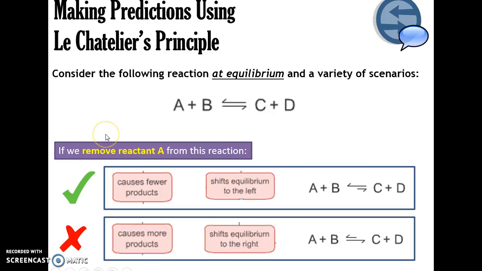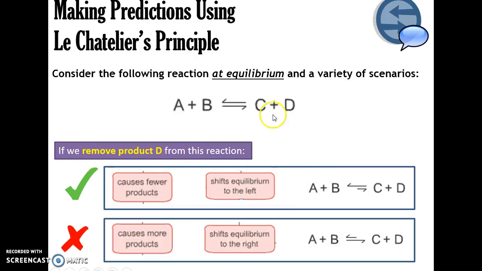Now for this same reaction, what if we take reactant A out? Well, not all of A, but if we remove some of reactant A, what will happen? It's actually going to cause fewer products, and this will shift equilibrium to the left. So you'll make more of the reactants.